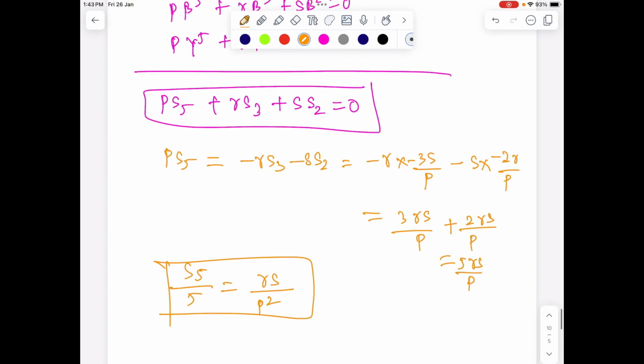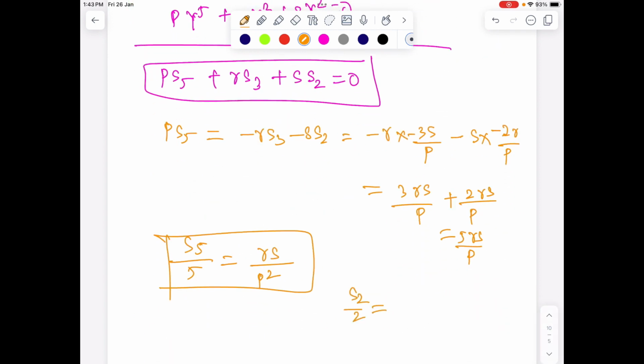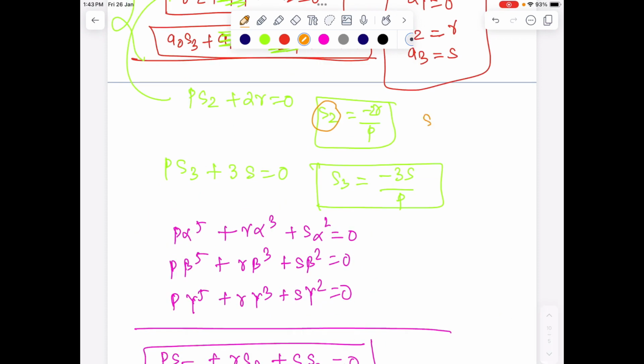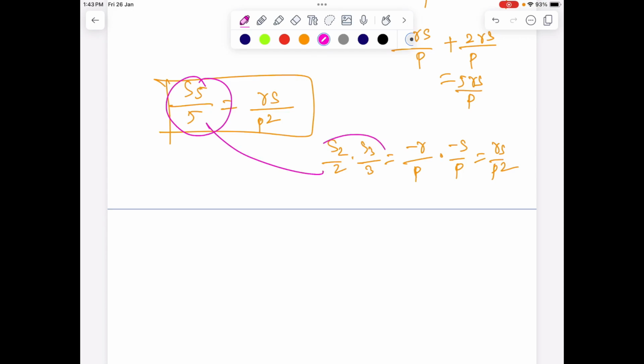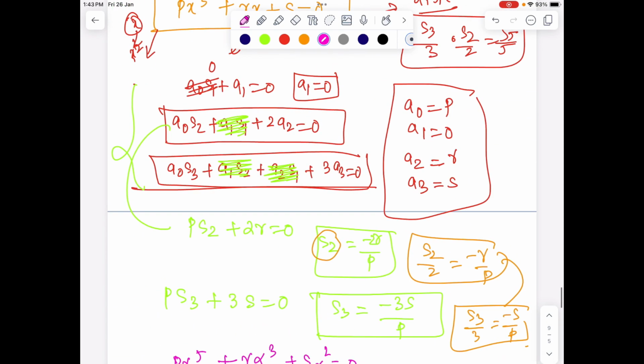Let's calculate what S2 by 2 is. S2 by 2, from this expression, is minus r by p, and S3 by 3 is minus s by p. So if I multiply these, S2 by 2 into S3 by 3 is minus r by p into minus s by p, so that's going to be rs by p square. And very interestingly, you can see these two quantities are equal. Hence, we have proven it.